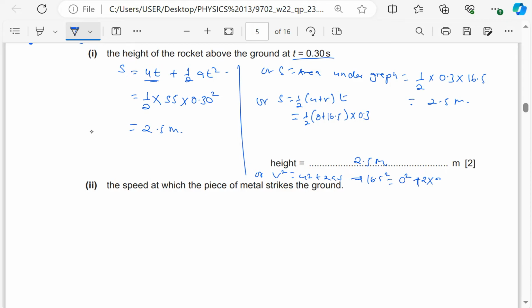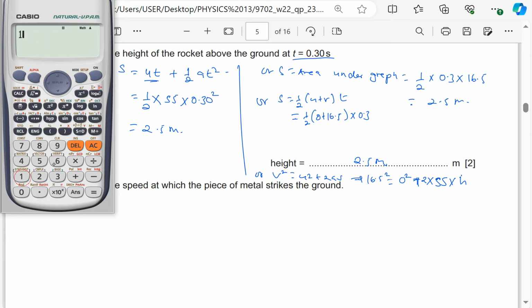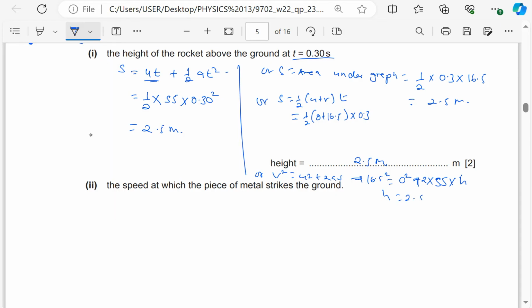So the acceleration, I will just take it positive because it's 55, then times s, which is going to be the height h. So let me check this. 16.5 squared divided by 2 times 55. So this gives us h as 2.5 meters. So I could use this, but remember the acceleration is positive, it is not negative. Because I'm not using g, so it is 55 times h.